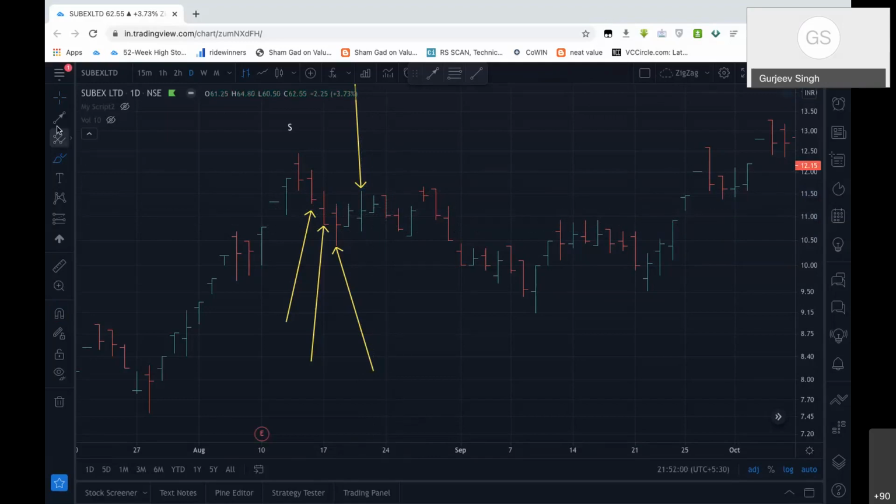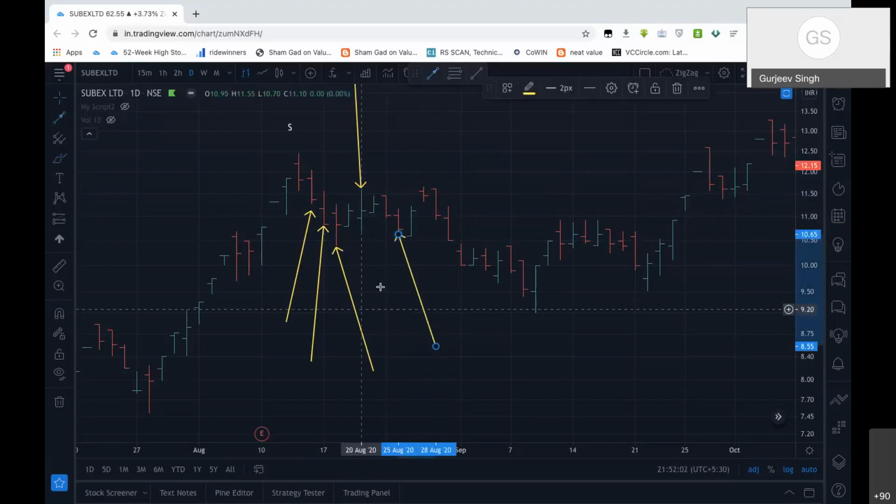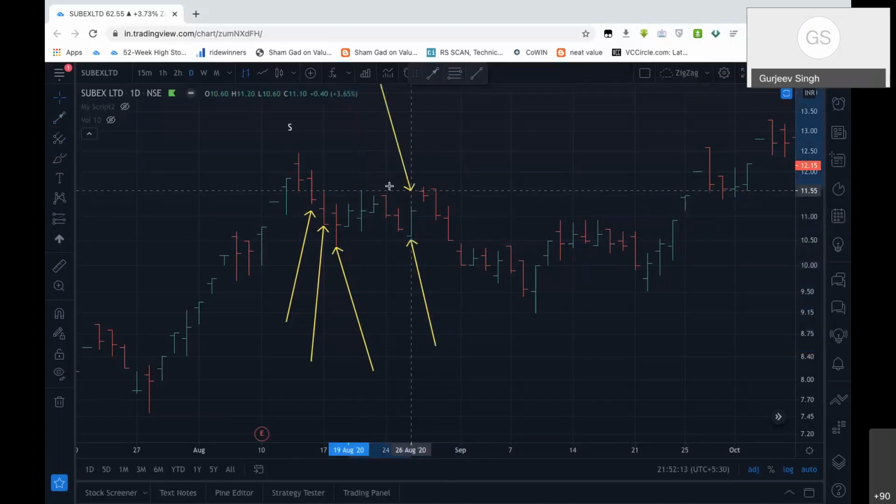And this is not the fifth bar because it broke the low over here, 1070, and the low is 1070. Sorry, this one broke the low over here, but they never crossed the high of this candle.